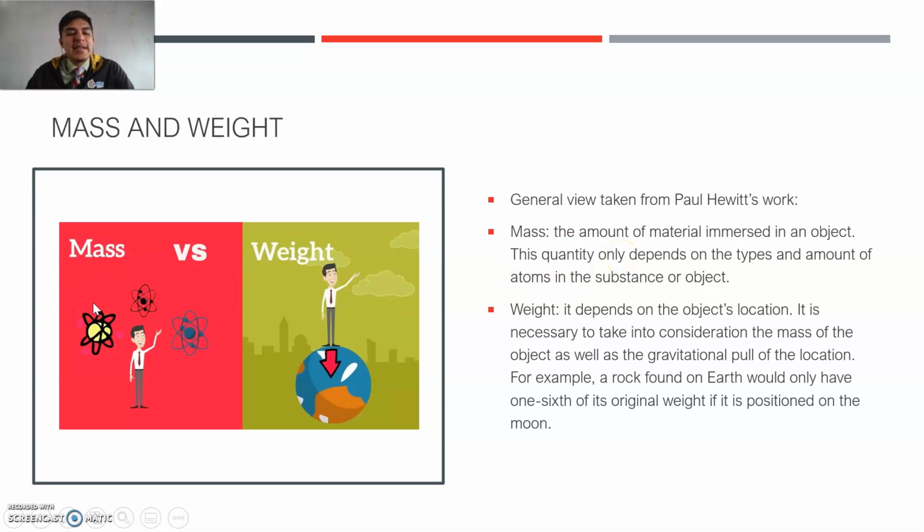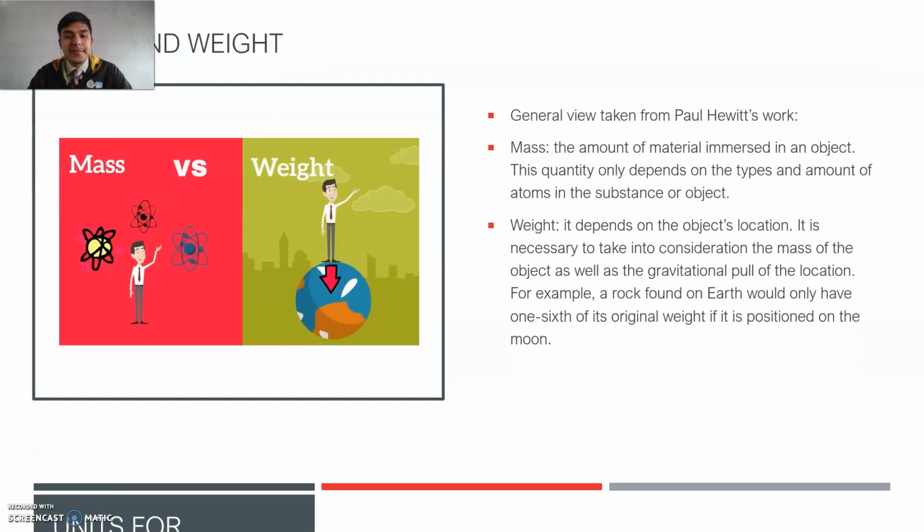Mass only depends on the properties of the atoms that are in a certain substance. And when we talk about weight, we need to take into consideration the gravitational pull of the object that is attracting the object that we are analyzing. Which in this case, if we are talking about a person's weight, then a person's weight on Earth will need to take into consideration the person's mass and of course the gravitational pull of the celestial body as well.